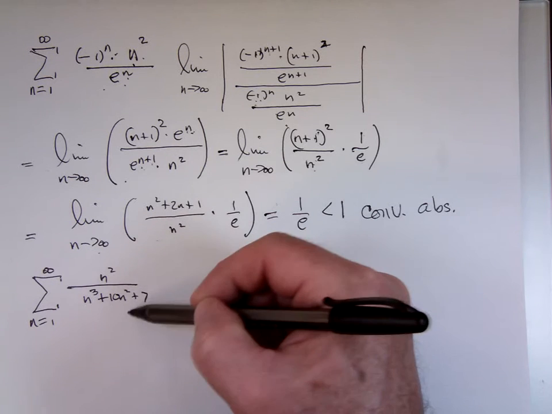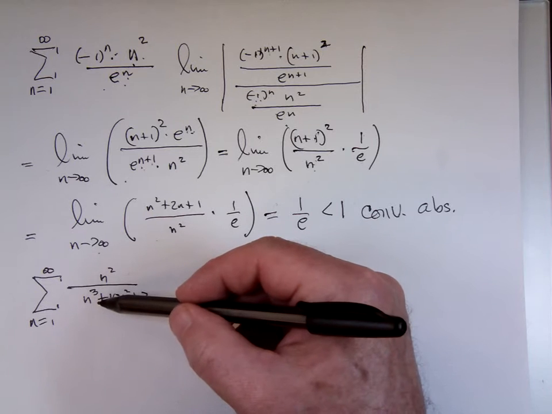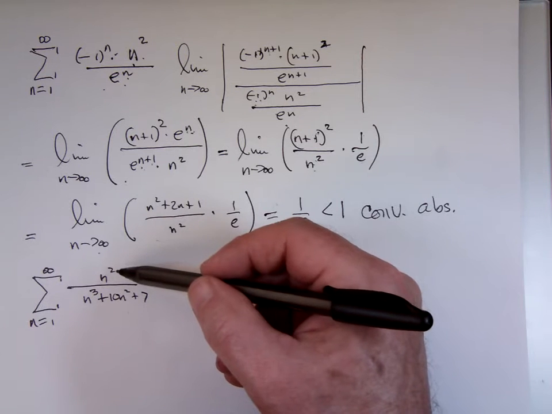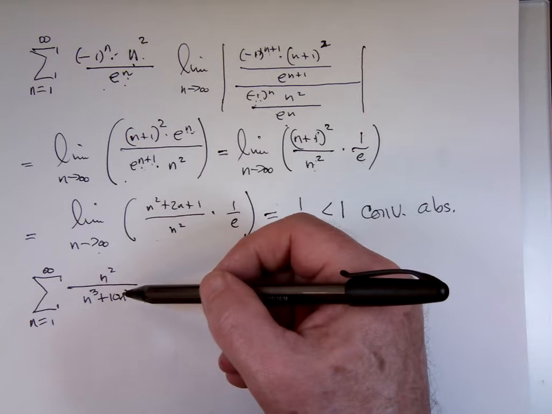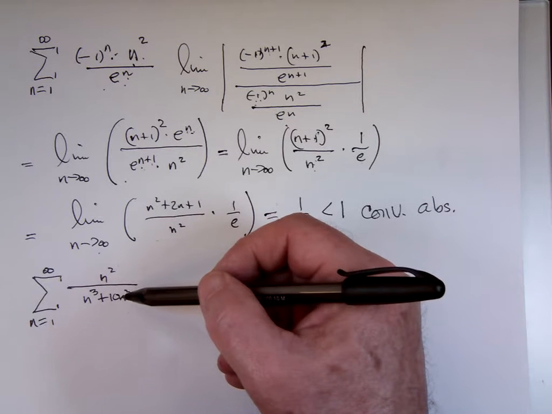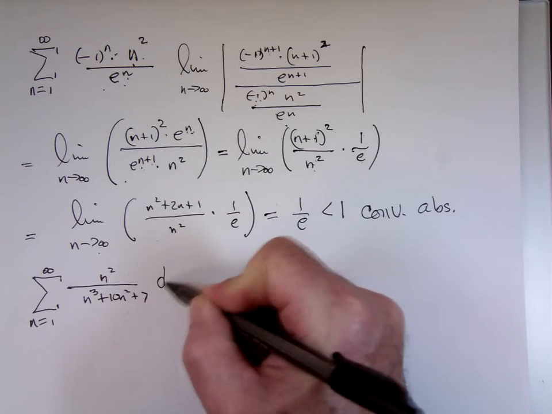Difference in degrees is 1. You take the denominator degree minus the numerator degree, always. That difference is 1. Because that difference is not greater than 1, this diverges. That's what I think you're thinking of.